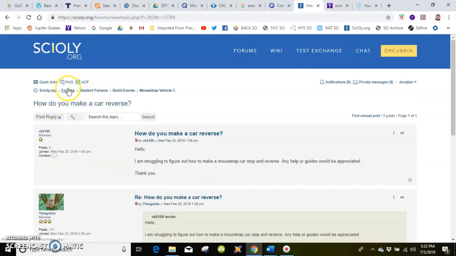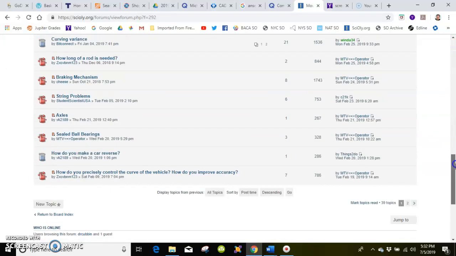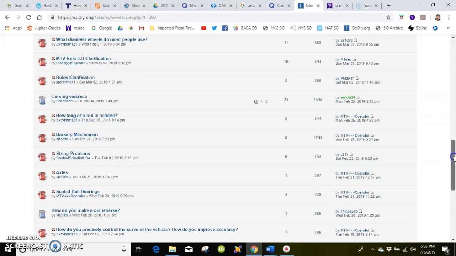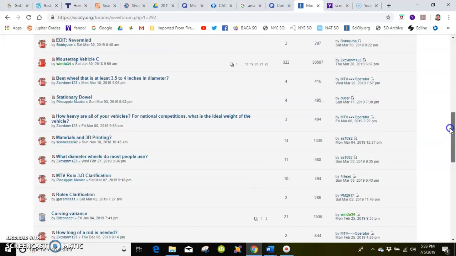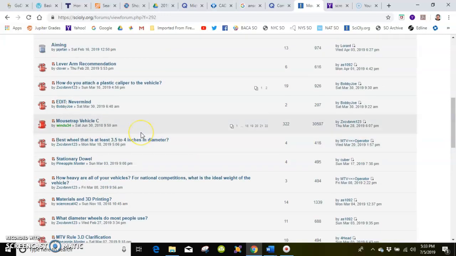I would start here and I'd work my way down. Unfortunately, this only had... I picked a bad one, because if you can see, this only had one response. Let's take a look and see one that has a bunch of them. Okay, lever arm recommendation. Let's take a look at this.